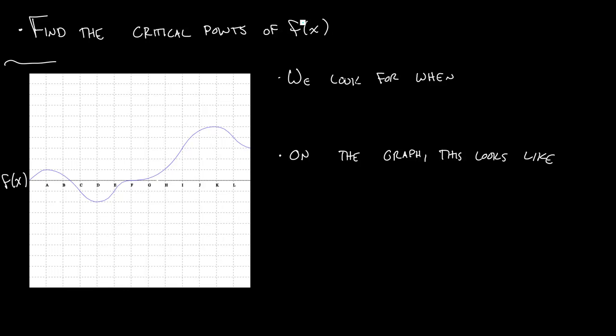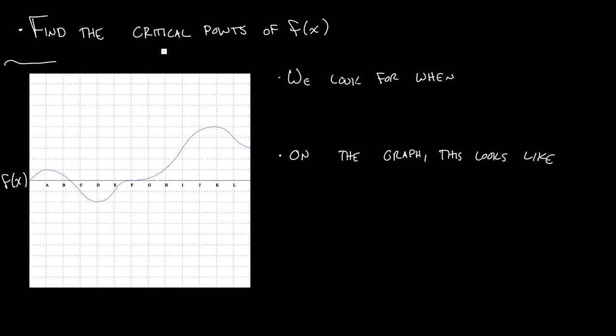Hello everybody. This is some stuff from section 4.1, but I wanted to go over it here just so we have it on the videos for review. And so just a reminder, when we're looking for critical points of f of x, and they give us the graph of f of x, well, what are we looking for?